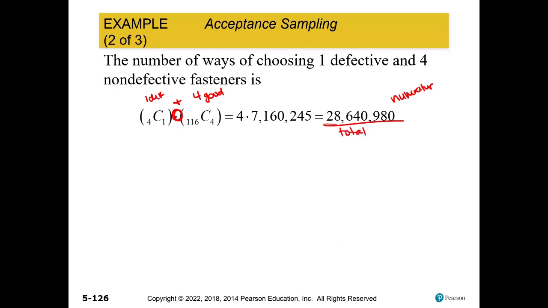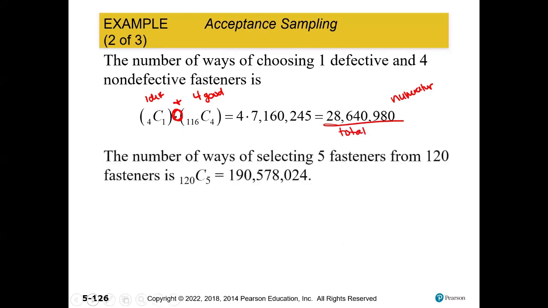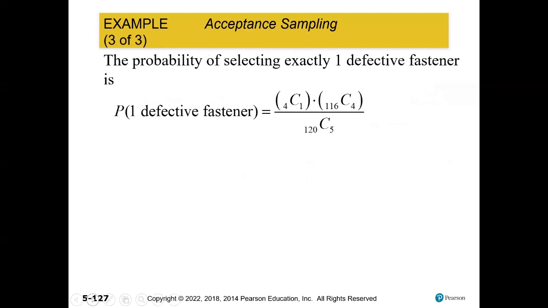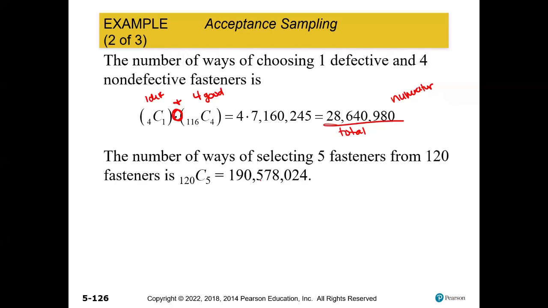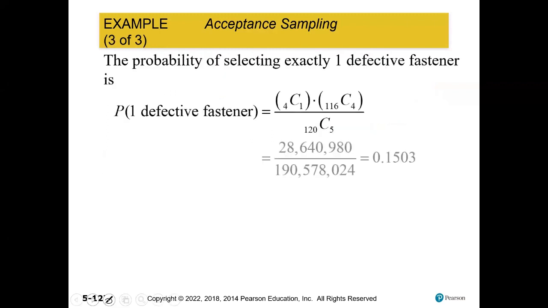We don't have the total yet. Well, the total comes from our 120 total fasteners, of which I'm choosing 5. That value here is 190,578,024. So what we're going to do is put those 2 values over each other.